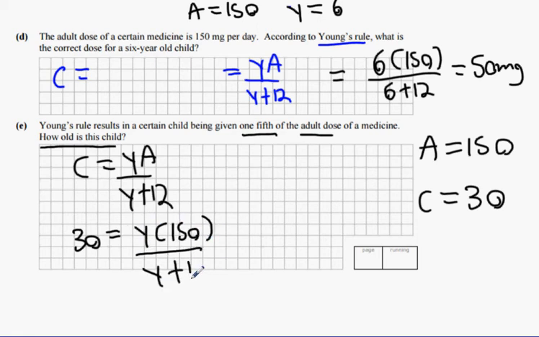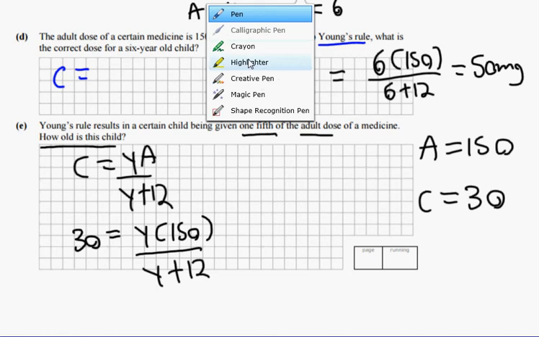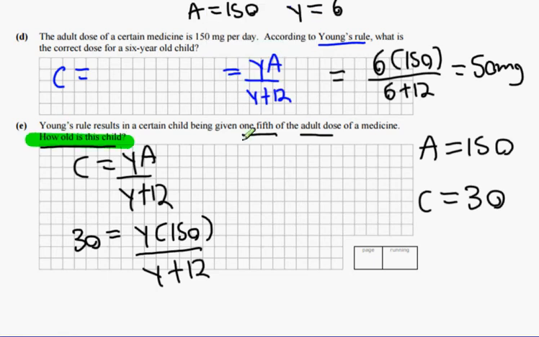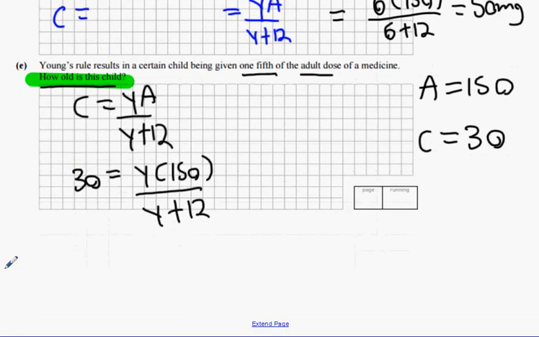150. What's the only letter we don't know? Y. And Y represents what? Represents the age of the child. So we have one letter and one equation. Exactly what we're looking to do. So there's a problem here. The problem is they don't have the same denominator.